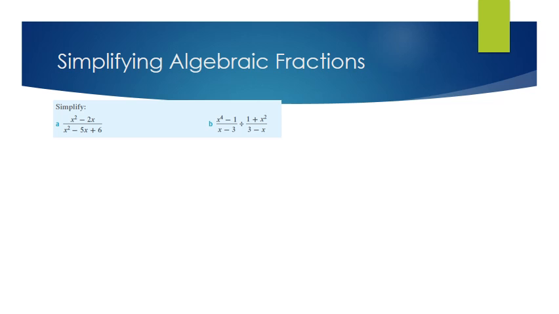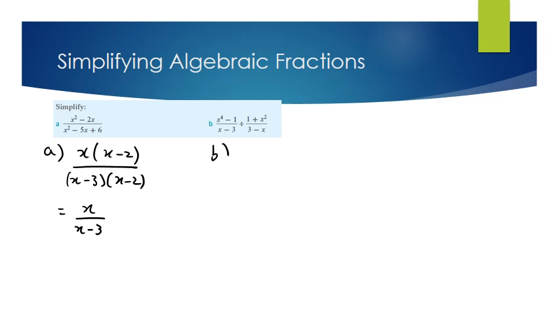Alright, so solving algebraic fractions, always factorize first and just divide. So the first one, we have x squared minus 2x, we factorize that to x. And then the bottom one factorizes to x minus 3, x minus 2. The x minus 2's are the same, so they cancel out. So we're left with x over x minus 3.